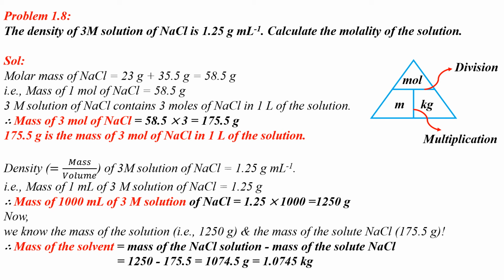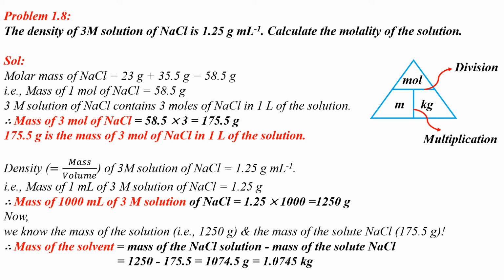Now let's calculate the mass of the solvent. This can be obtained by subtracting mass of the solute from mass of the solution. We have calculated the values for both. So what do you get? You subtract 175.5 from 1250, for which you get 1074.5 grams.